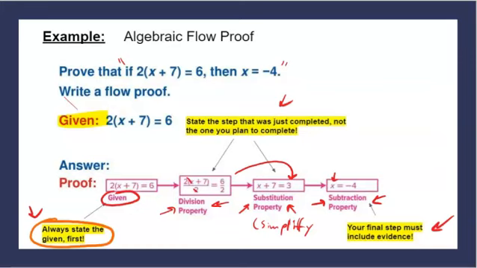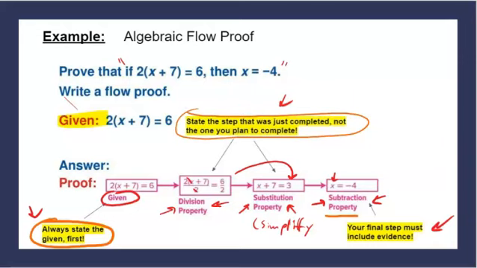plan to complete. So if you're looking at the subtraction property, we just did that from the previous step to that one. So we don't need to actually bring that up in the previous step. We're saying that as the final piece of evidence. So here's an example of that. So again, I'll circle the one we just talked about.